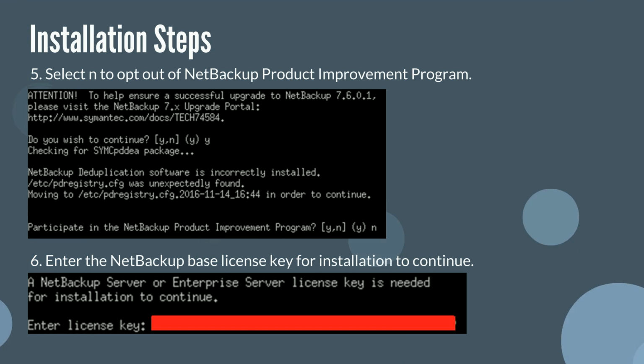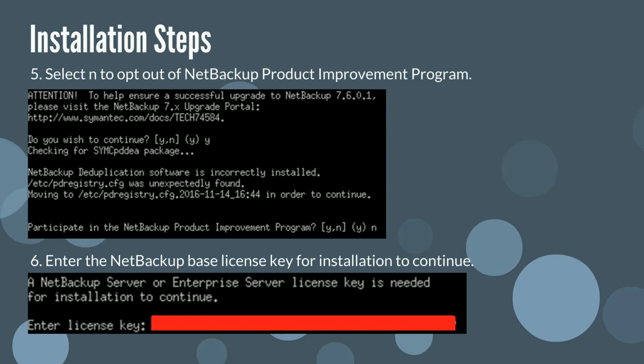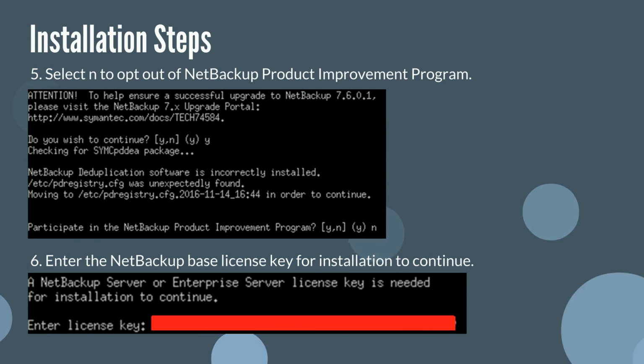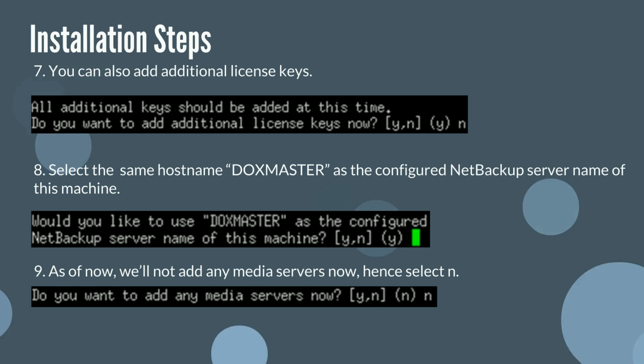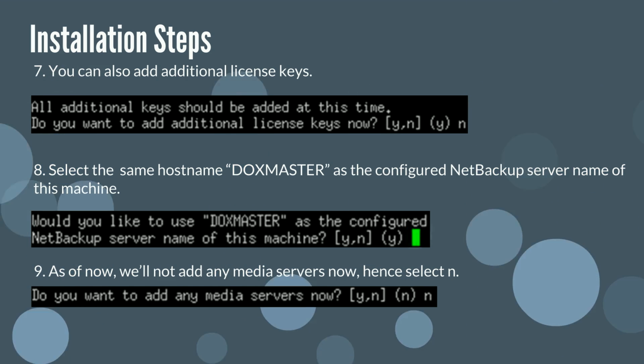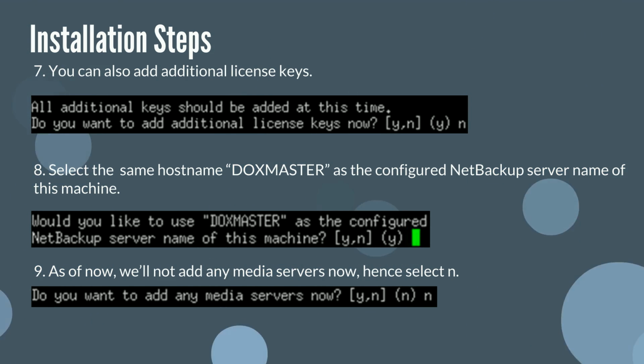Select N to opt out of the NetBackup Product Improvement Program, and enter the NetBackup base license key for installation to continue. You can also add additional license keys. By default N will be selected.